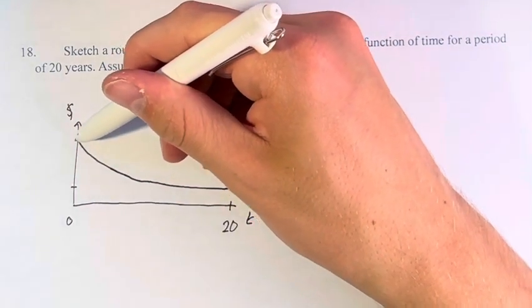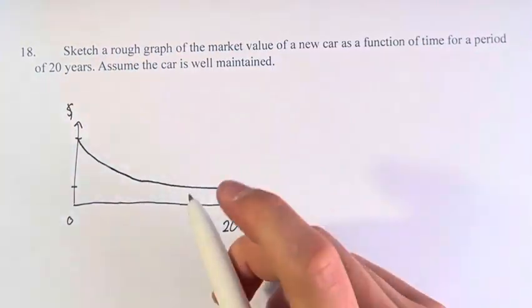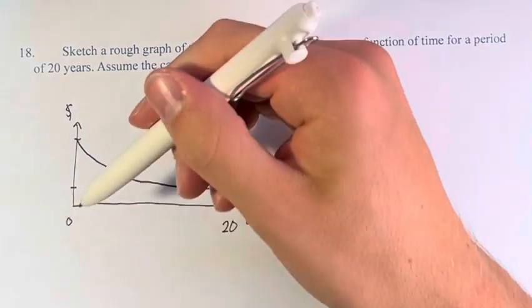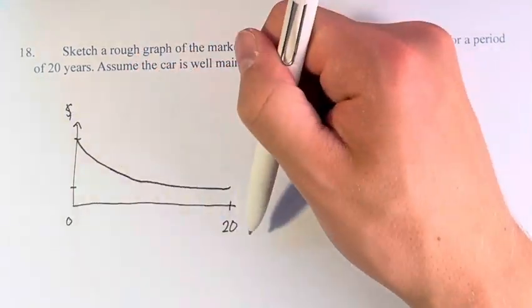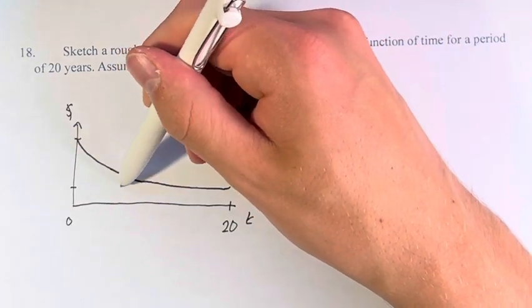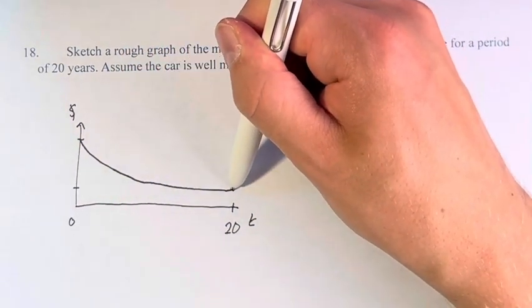The difference between 0 and 1 years is going to be a lot more than the difference between 19 and 20 years. Most of the drop-off in price is going to be in the beginning of the 20-year period, so we want it to drop quicker and then level out as we approach the 20 years with the minimum value.